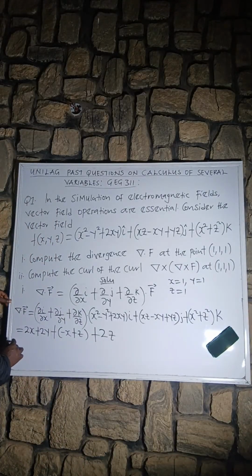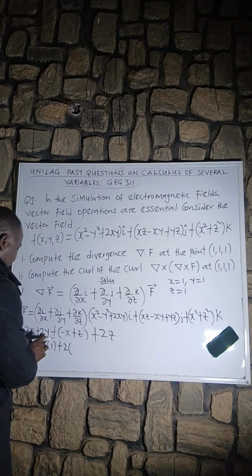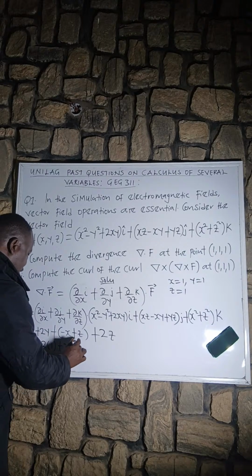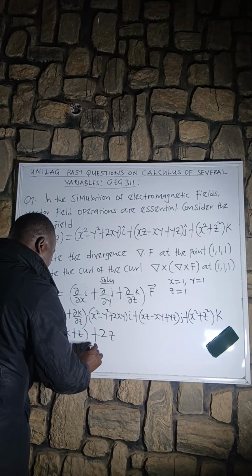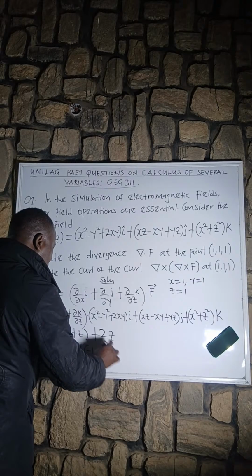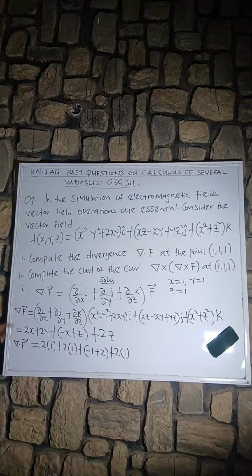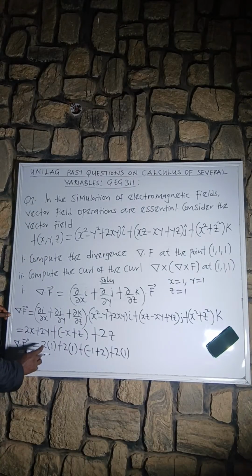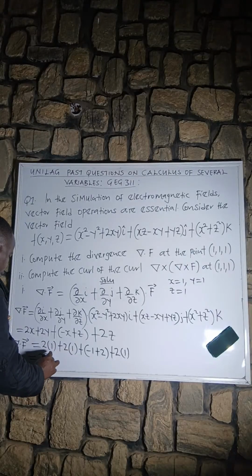So therefore, the divergence will now be equal to, x is 1, 2 open bracket 1, then plus 2 open bracket y is 1, then plus open brackets, here is minus, x is 1, so minus 1 plus 2, then plus 2 open brackets, z is what? 1. So what next is 2 times 1 will give us what? 2, right? So here will be 2 plus 2 times 1, 2.